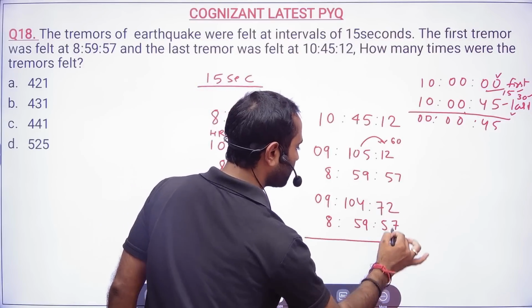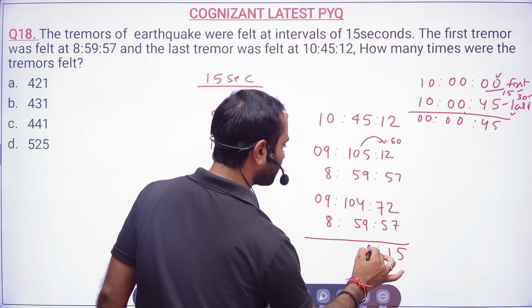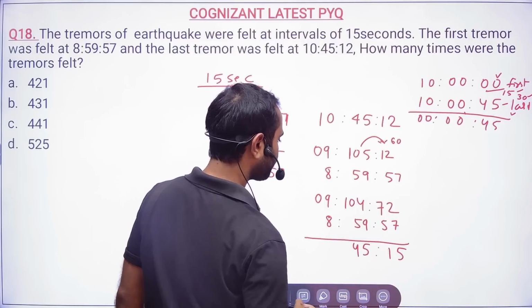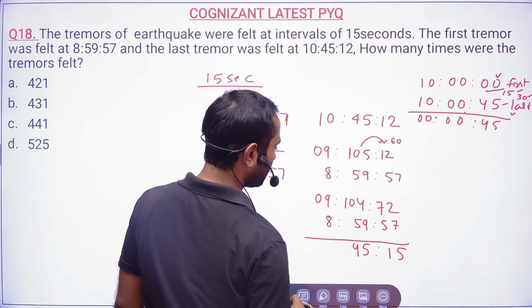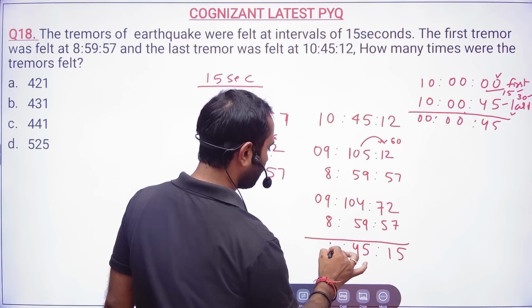Now just subtract: 12 minus 7 is 5, 6 minus 5 is 1, 14 minus 9 is 5, 9 minus 5 is 4, right? And 9, 5, 14, 9 plus 1, 10, and this will be nothing but 1, right?